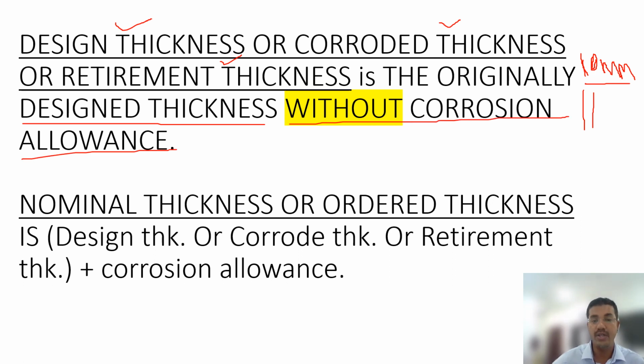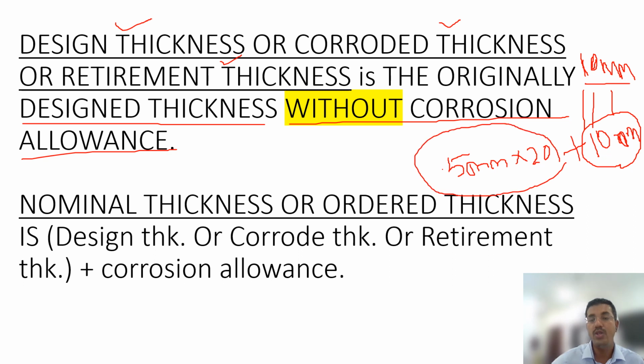And I found that this tank in this environment will corrode every year, let's say 0.5 mm. I have to run this plant for 20 years. So 20 multiplied by 0.5 mm is 10 mm. So what will I do? 10 mm plus 10 mm, so 20 mm. This is called nominal thickness. So this 10 mm is the design thickness, and this is the corrosion allowance.